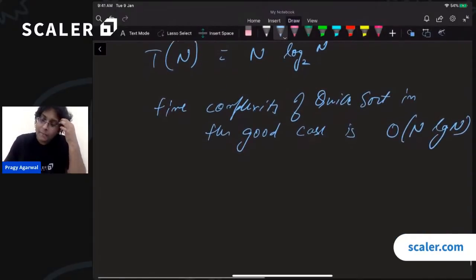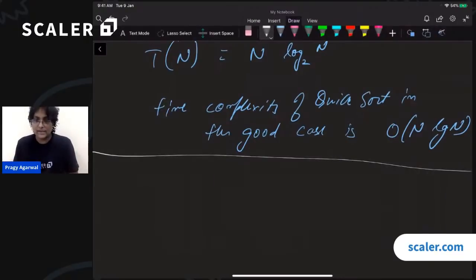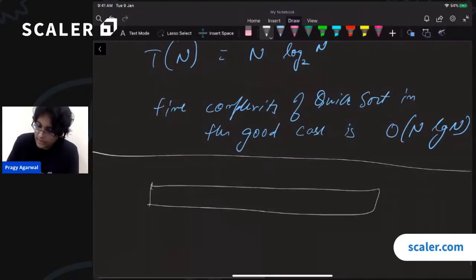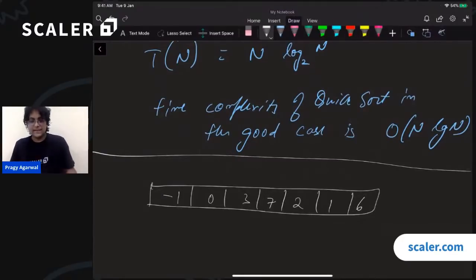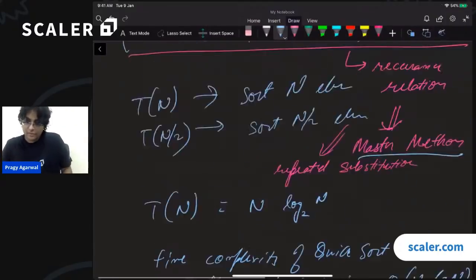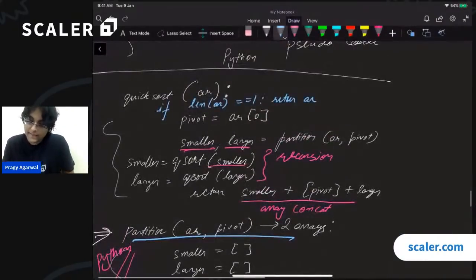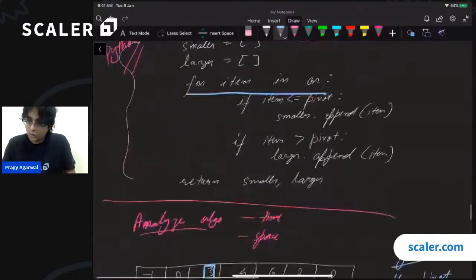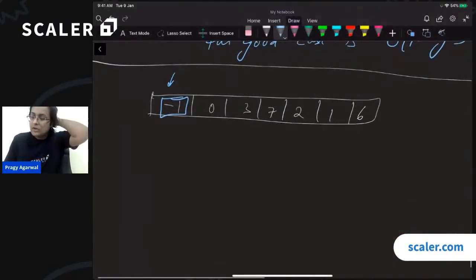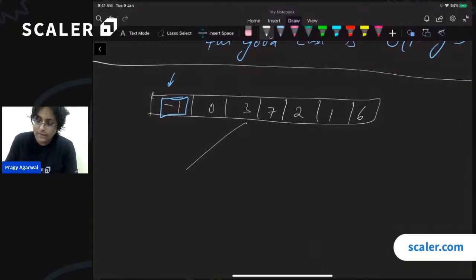Now let us also look at the bad case. A lot of you pointed out that, let us say that we have this particular array: 0, -1, 0, 3, 7, 2, 1, 6. What if we happen to choose this as the pivot? That can totally happen, right? In fact, in our code, we chose the first element as the pivot. Remember? When we wrote this code, we said that pivot equals arr of 0. So what really happens when we choose a bad pivot? What will happen in this case? How will this divide the array?